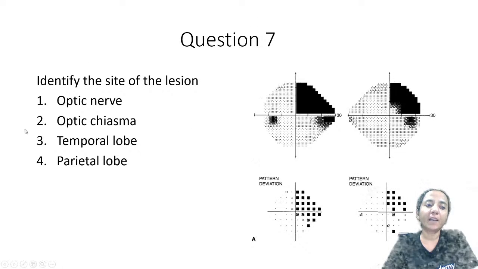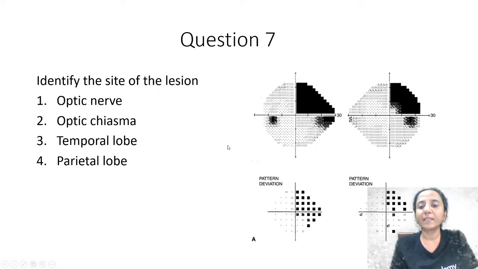So is it the optic nerve? Is it the optic chiasma? Is it the temporal lobe or the parietal lobe? What is the site of the lesion here? So see, this is also a homonymous hemianopia, but it's incomplete. So see, this is a superior homonymous hemianopia.